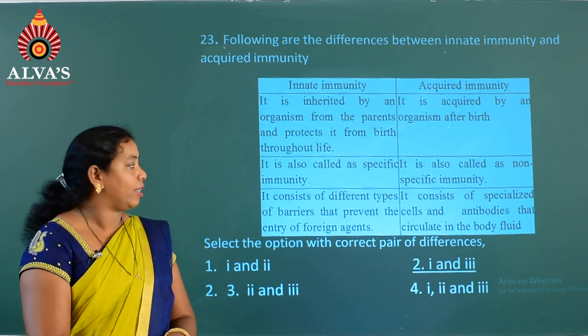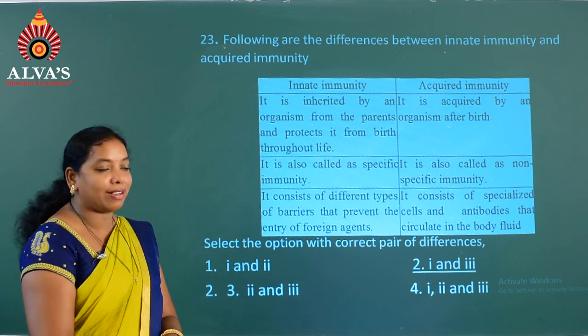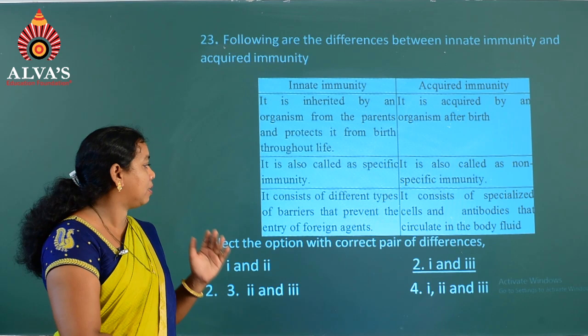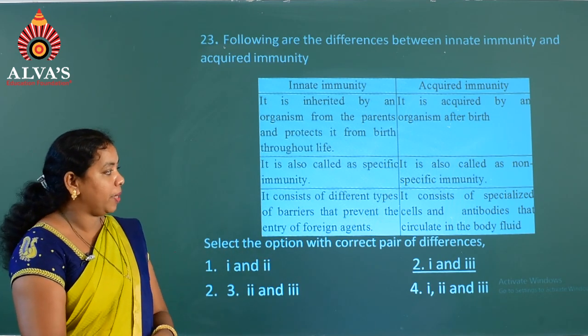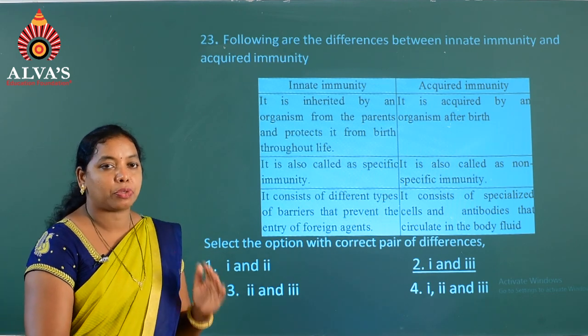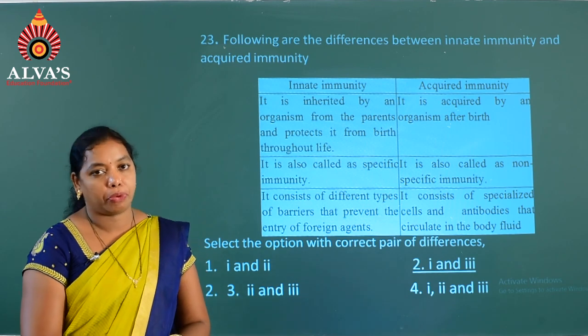Third option: innate immunity consists of different types of barriers that prevent the entry of foreign agents, whereas acquired immunity consists of specialized cells as well as antibodies that circulate in the body fluid.